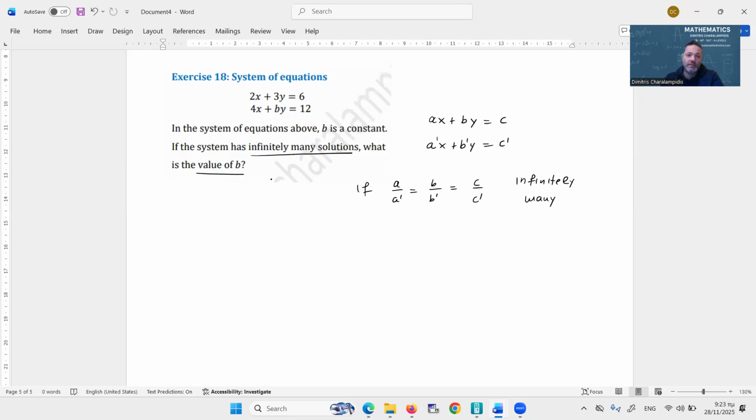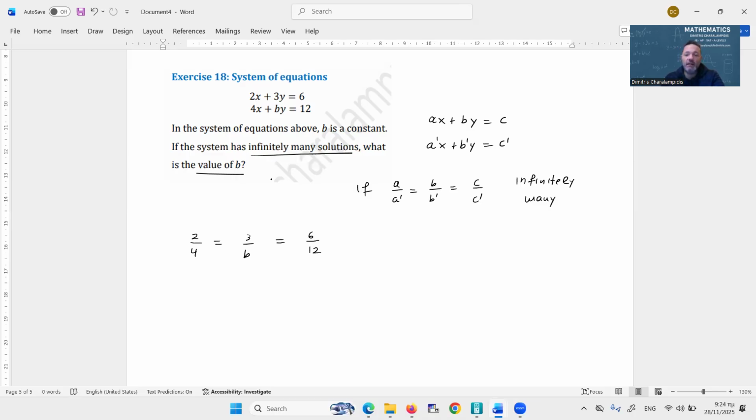So, in this case, we have to have them all perfectly aligned, all the x's together, all the y's together, all the constants together, which we do. And then 2 over 4 should be equal to 3 over b, and they should both equal 6 over 12.